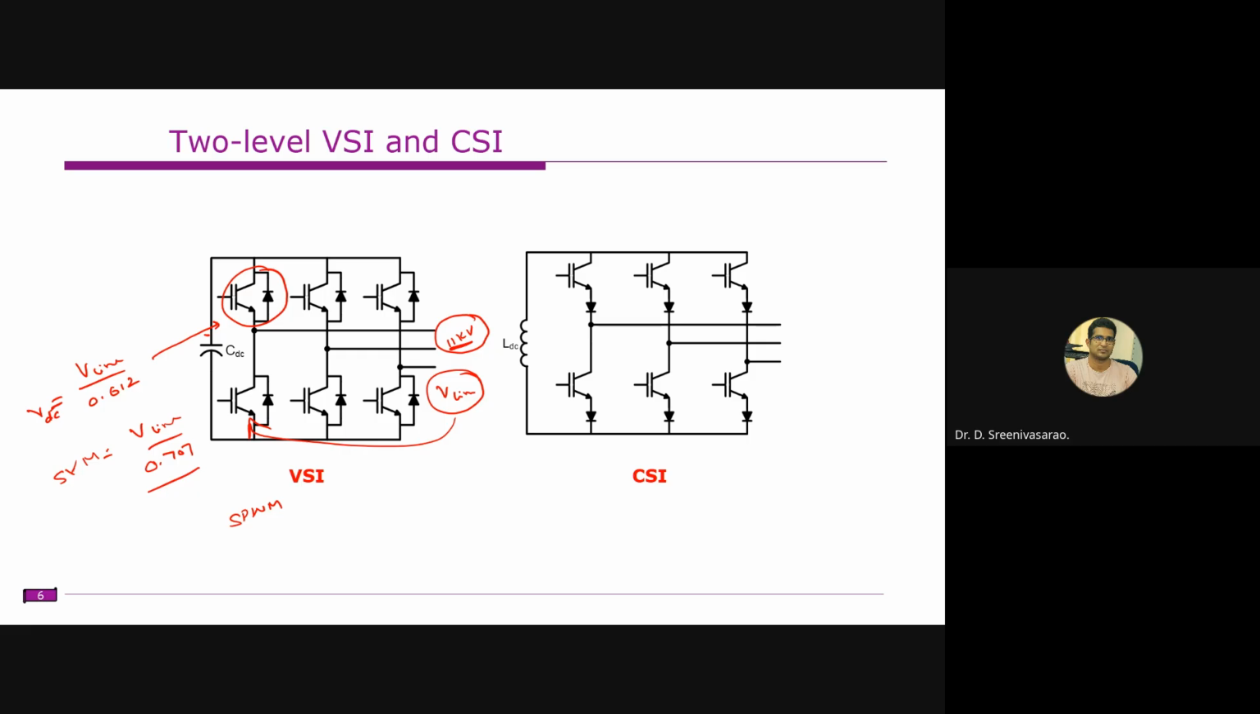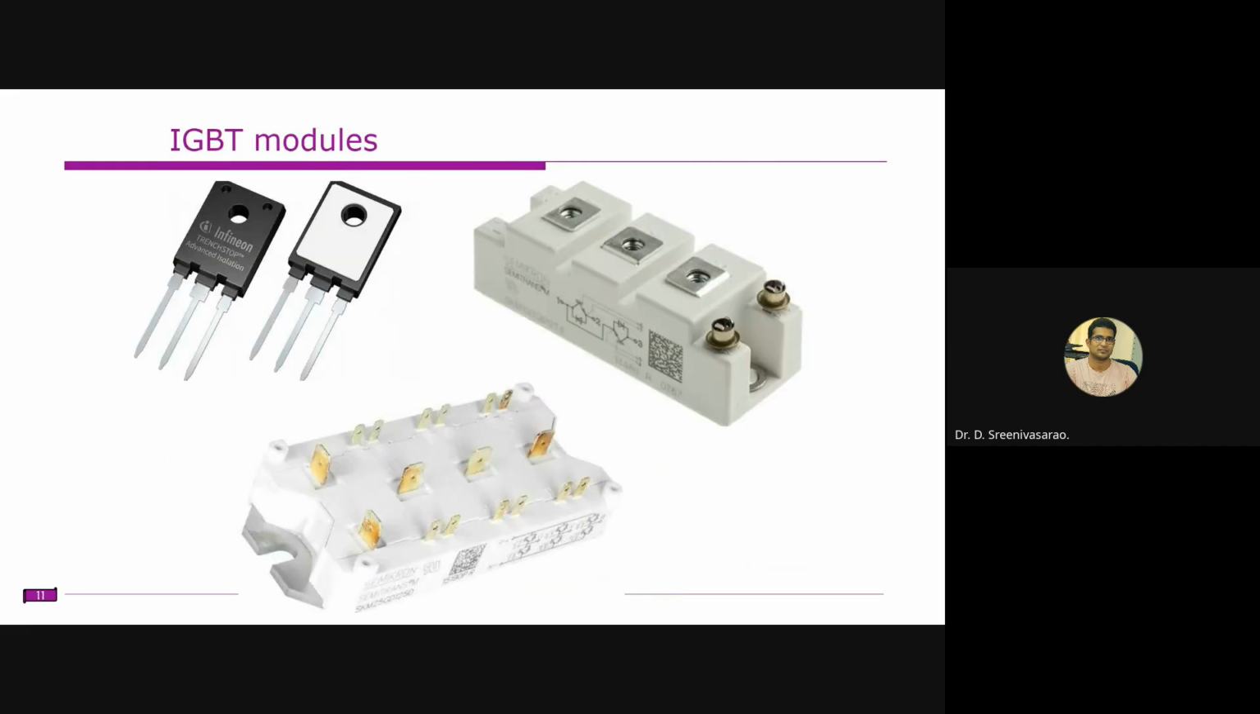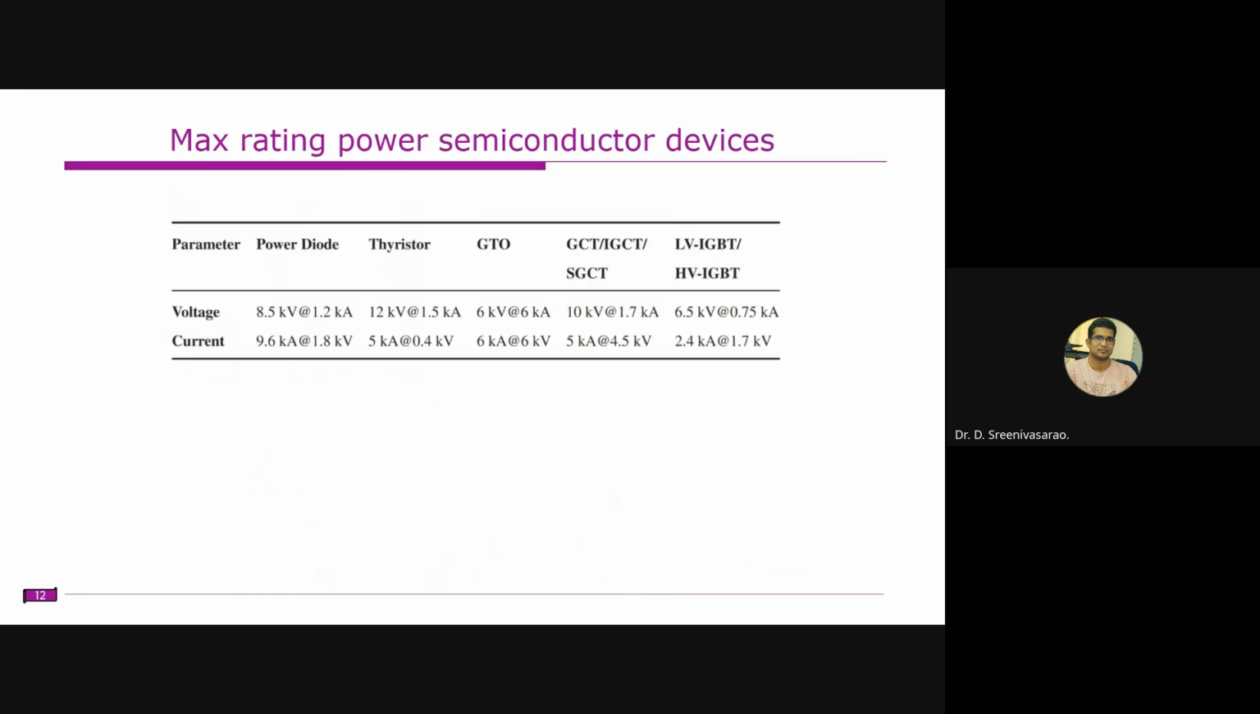All right. So these kinds of devices are not available, as you know. So far, especially in IGBTs, yes, 6.5 kV devices are available, and they can handle 750 amperes of current. Whereas if you are focused on the current, in that case, we have devices available for 2400 amperes and 1700 volts. This is based on silicon based devices.